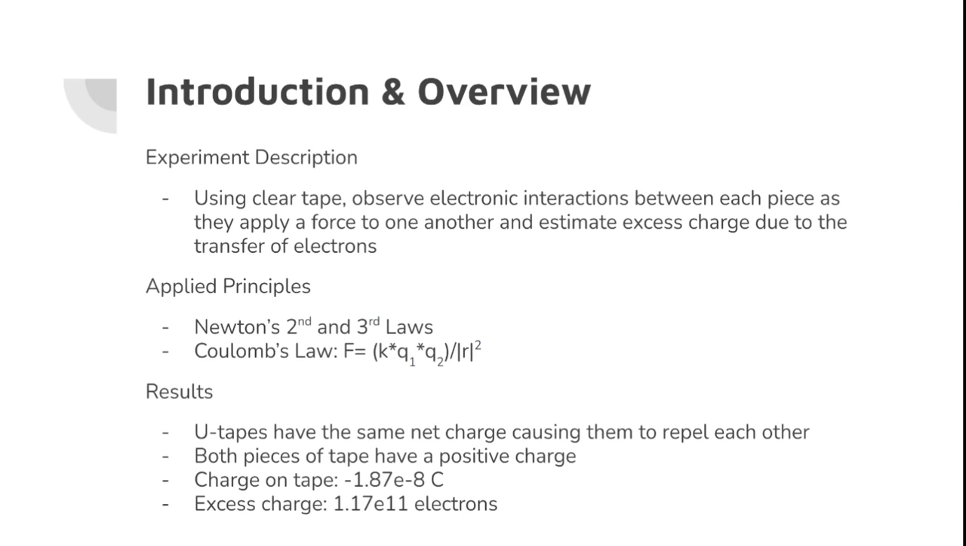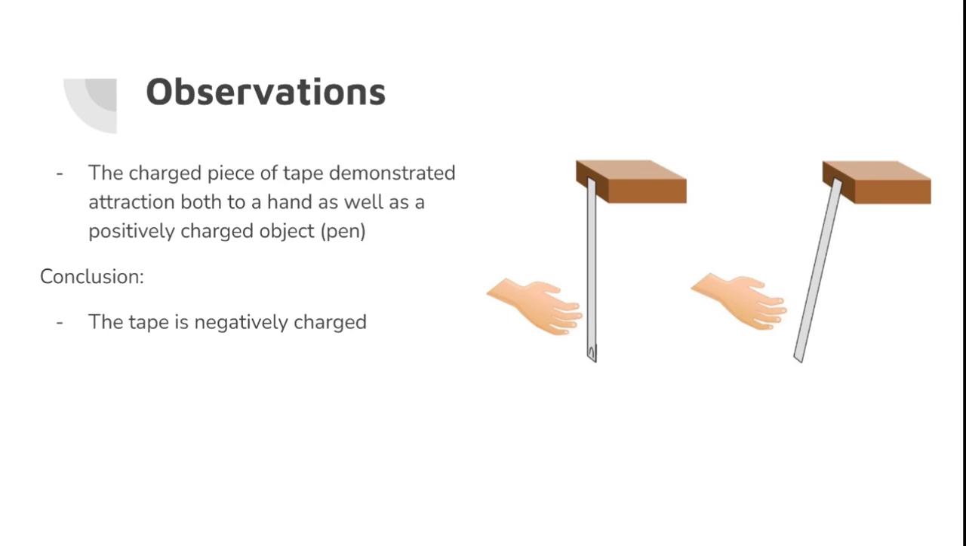The tapes had the same positive charge, causing them to repel one another. And as you can see, we calculated the charge on the tape and the amount of excess charge. Some observations that we recorded before the actual experiment were that we had a piece of the charged tape dangle and then observed interactions between positively charged objects, such as a hand or a positively charged pen. And because of the attractive forces present, we're able to conclude that the tape itself is negatively charged.